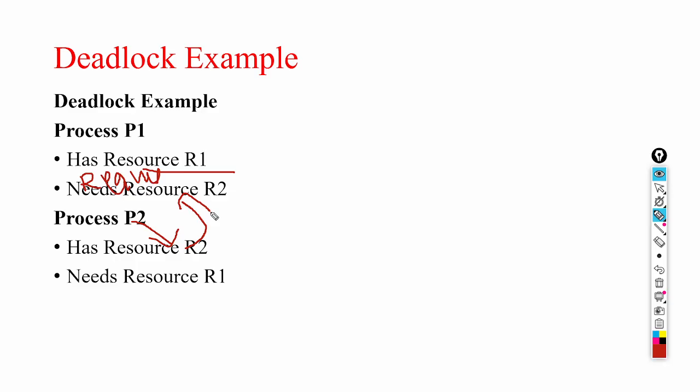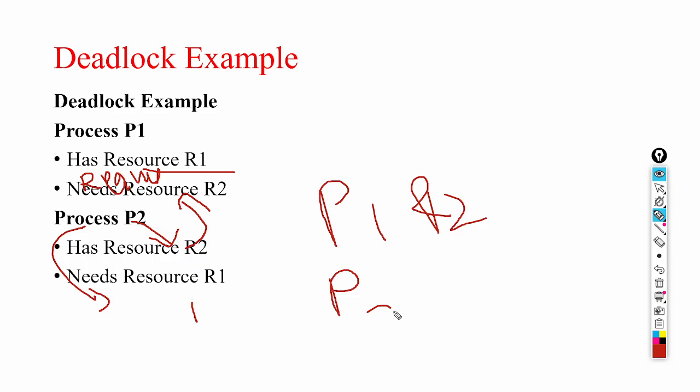Now P2 requires the resource R1. So here P1 is waiting for what? P1 is waiting for the resource R2 and P2 is waiting for the resource R1. P1 is waiting for P2 and P2 is waiting for P1. Neither process releases its resources, therefore both processes wait. This situation we call a deadlock. This is the classic deadlock example used in textbooks and examinations.